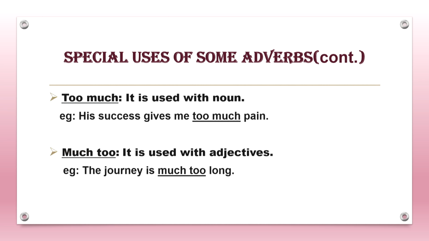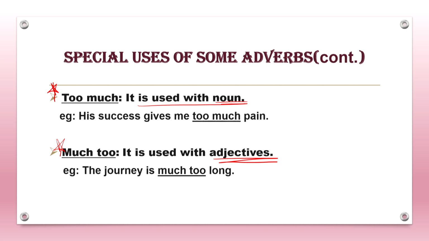Now, next is too much and much too. Now, there is as such no difference in their meaning, but too much is used with noun, whereas much too is used with adjective. Again, this is very important, keep it in mind.